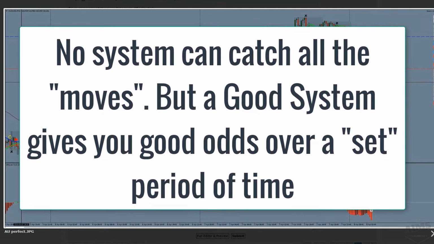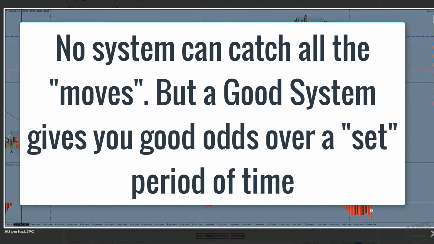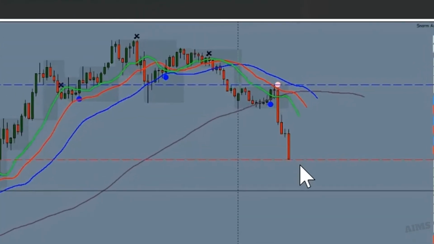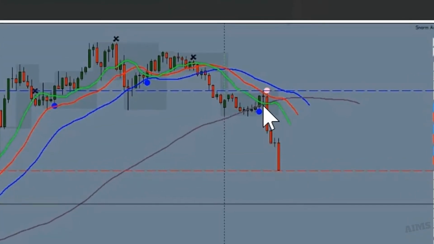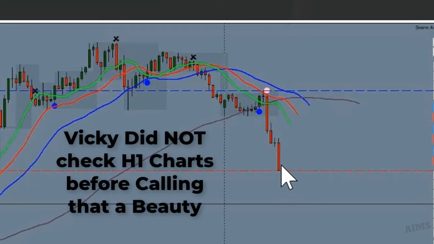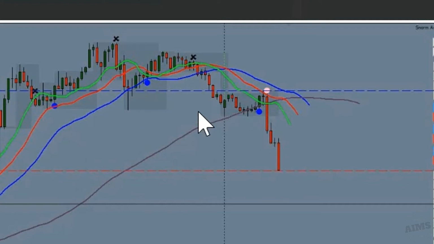So if you're looking at the Australian dollar M15 chart, although it moved those 3 or 4 candles around there, it broke out. And that is the point I was making. It did break out, but it was not a setup. So it could be a good move, but not a setup. Can't call it a beauty.